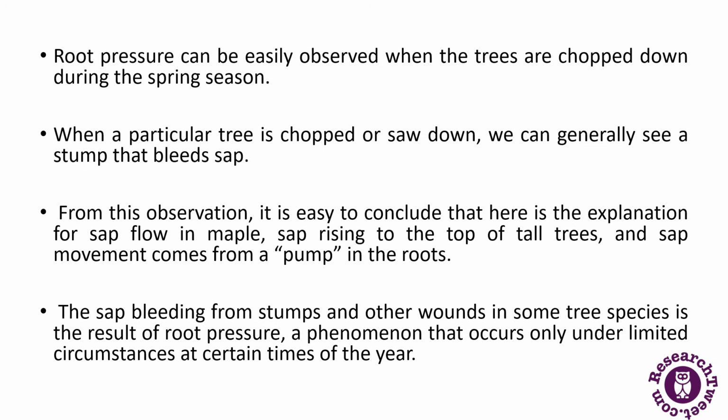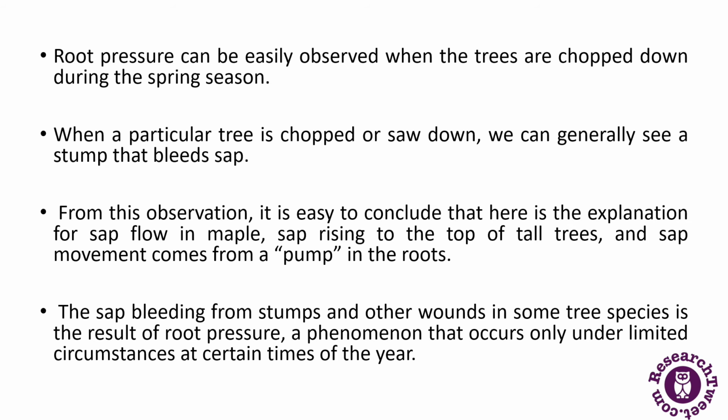When a particular tree is chopped or sawed down, we can generally see a stump that bleeds sap, the xylem sap. From this observation, it has been concluded that, from the sap flow in maple, sap rising to the top of tall trees and sap movement comes from a pump in the root. So this is all about the root pressure.